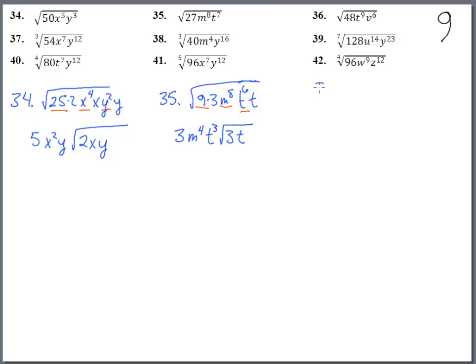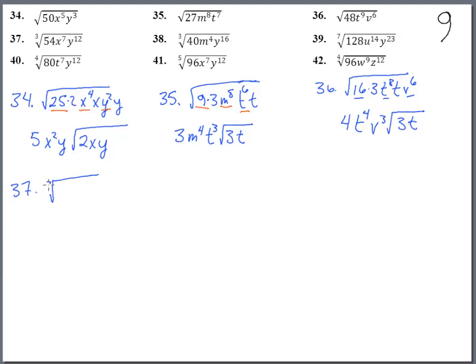Number 36. Square root of 48 is 16 times 3, t to the 8th t, and v to the 6th. Those will all come out. So we get square root of 16 is 4. Square root of t to the 8th, let's underline what we're taking out here, is t to the 4th. V to the 6th is v to the 3rd. Square root of 3 stays in there, and the t stays in there. Number 37.